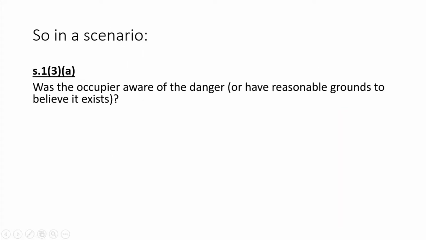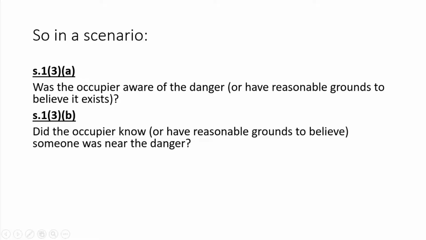So in a scenario, you need to consider all three aspects. Was the occupier aware of the danger or have reasonable grounds to believe it exists? And you'll be given a clue sometimes about this. Did the occupier know or have reasonable grounds to believe someone was near the danger? So sometimes they'll say that they were aware that people had been breaking in or that teenagers had been trespassing, and then they are aware.